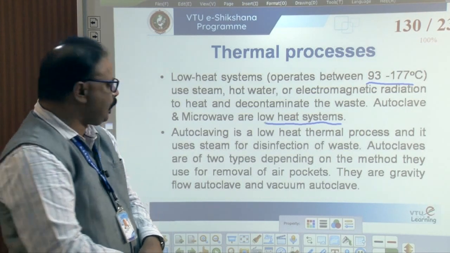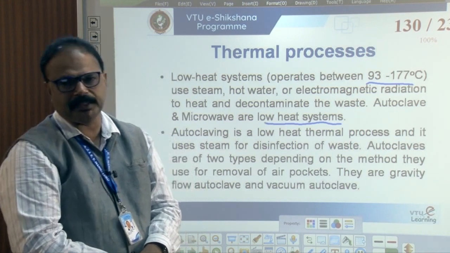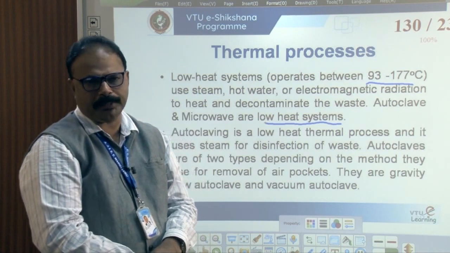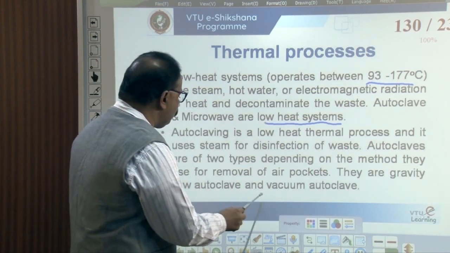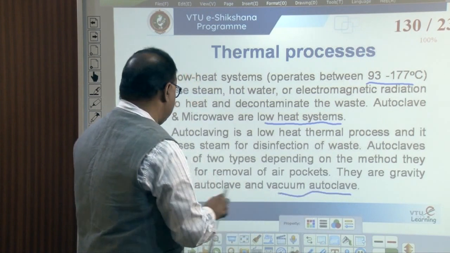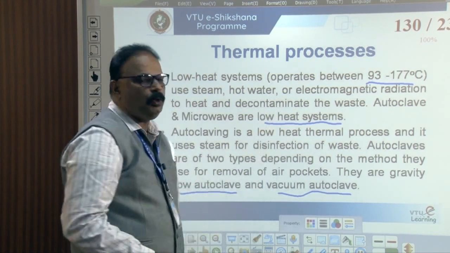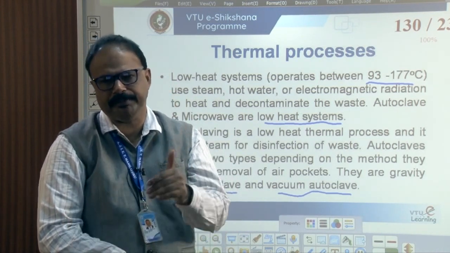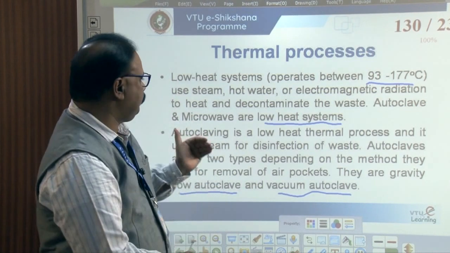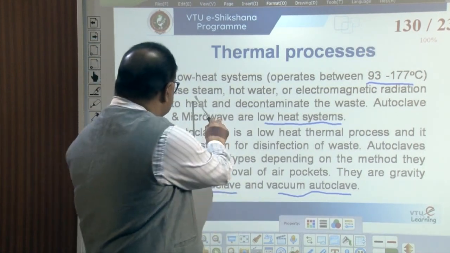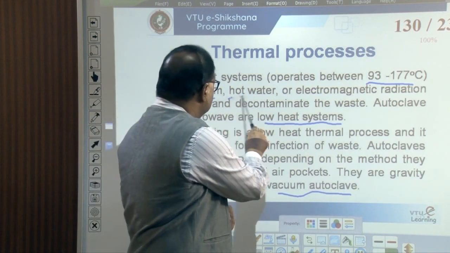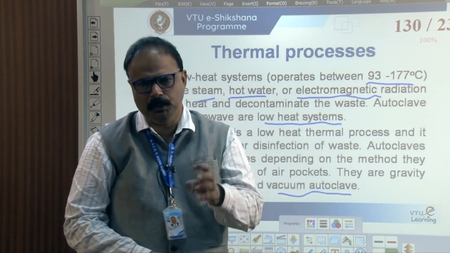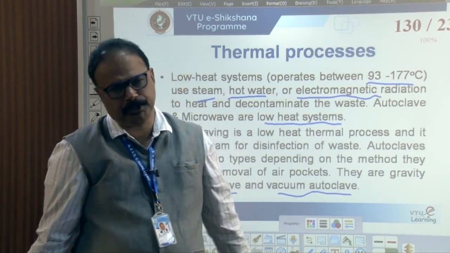Autoclaves are of two types depending on the methods they use to remove the air pockets: the gravity flow autoclave and the vacuum autoclave. It is a low heat, thermal process treatment, 93 to 177 degrees Celsius, by the use of steam, hot water or electromagnetic radiation. This is a low heat system.